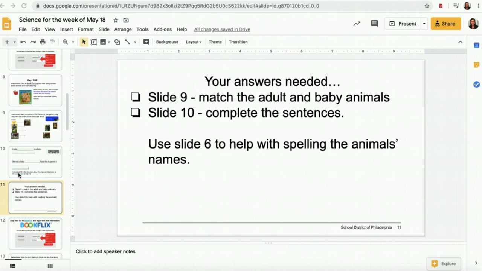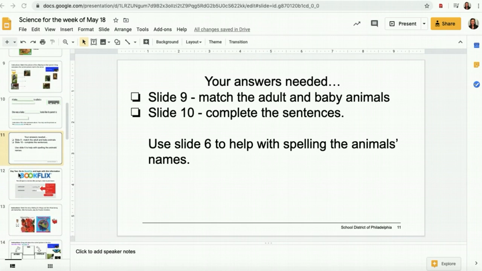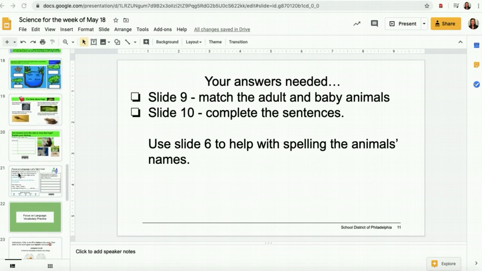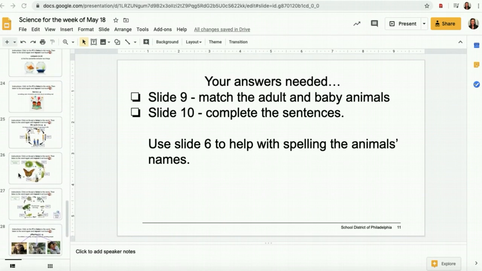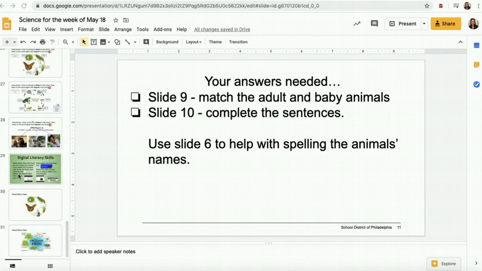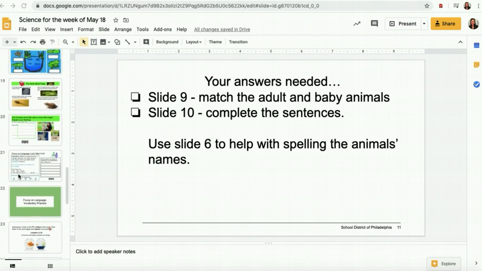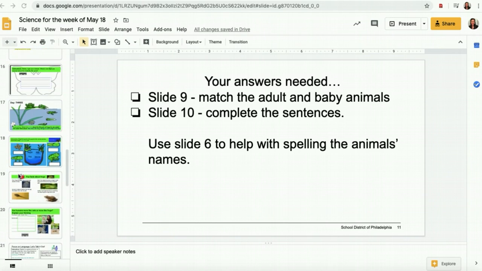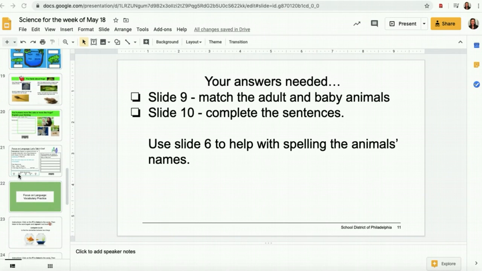You do not need to hit turn in for science every day. That you'll do at the end of the week, because if you see along the side here where I'm scrolling, all of your assignments for the week are in this one slideshow. Okay? So you do not need to hit turn in until you're totally done with all of the slides for the week.